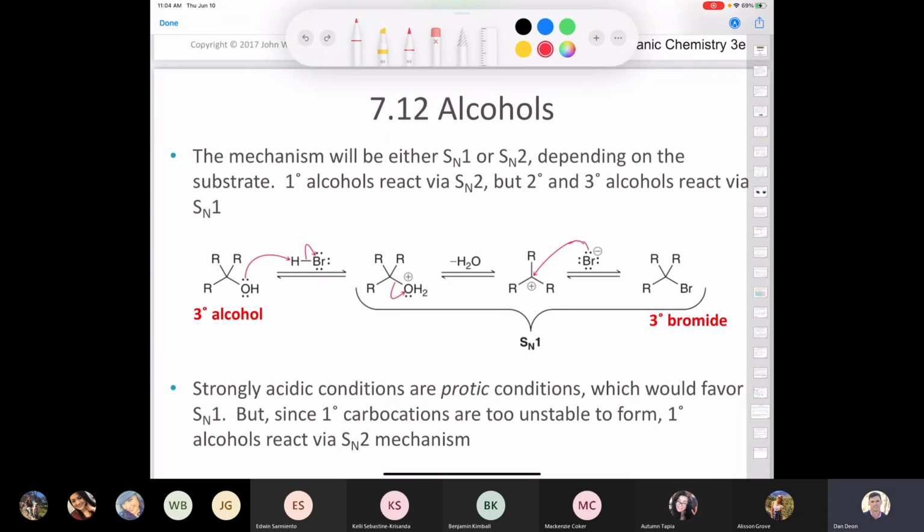So again, the reason why this can happen is because strongly acidic conditions are, by definition, protic conditions. If you have HBr, I mean, that's protic. It's going to be in water too. There's going to be some water in there. So it is protic conditions, and that's why it can happen. This is why we can protonate the alcohol, and it can leave, and then we can have an SN1 reaction occurring.